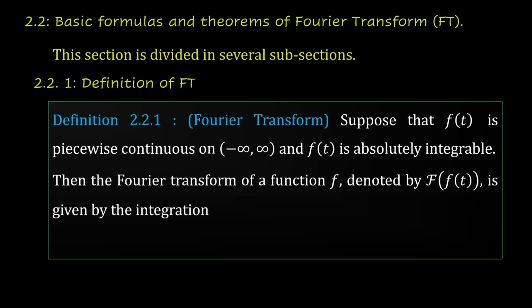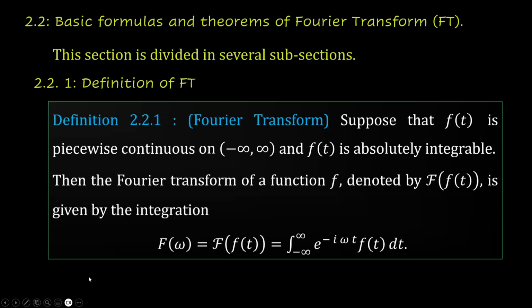Then the Fourier transform of a function f, denoted by curly F of f(t), is given by this notation: F(omega) is equal to the integral from minus infinity to infinity of e to the power minus i omega t f(t) dt. So clearly the outcome of the integration, if it converges, will be in terms of omega, and we denote that function as capital F(omega), and it is the Fourier transform of the function f(t).